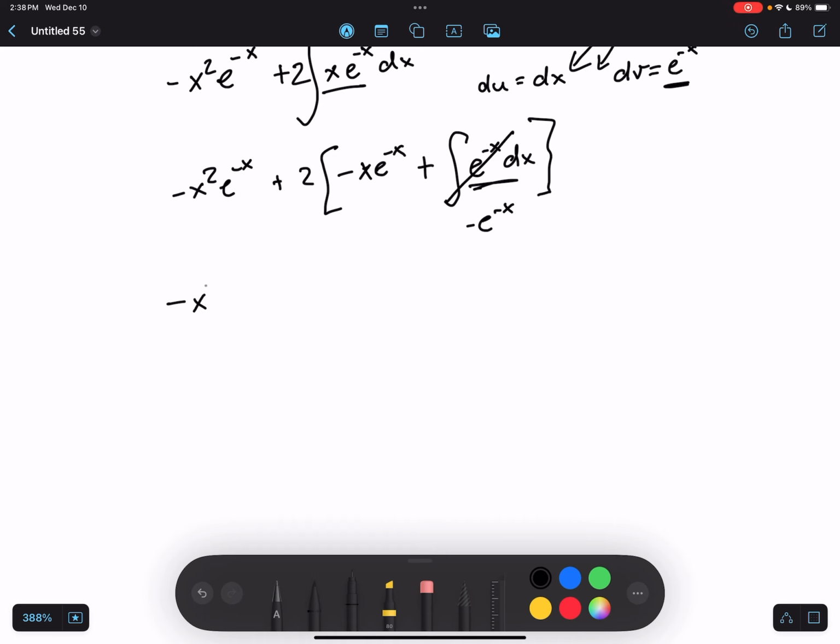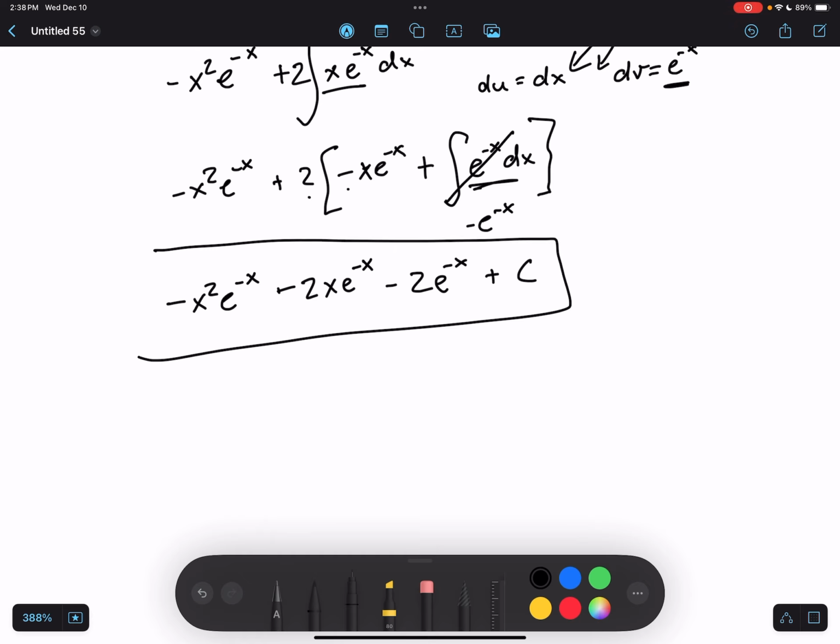We've got negative x squared e to the negative x minus 2 times, multiplying this 2 by this minus, x e to the negative x, and then we have another 2 times another negative, that's minus 2 e to the negative x, and this is an indefinite integral, so we have to remember to add c at the end. So this is our final solution.